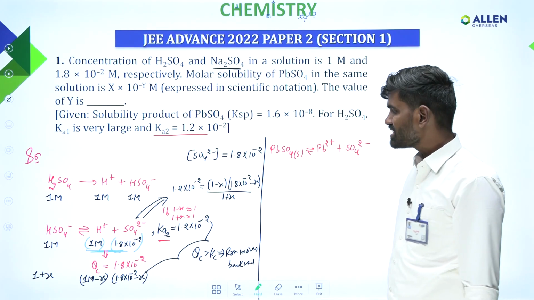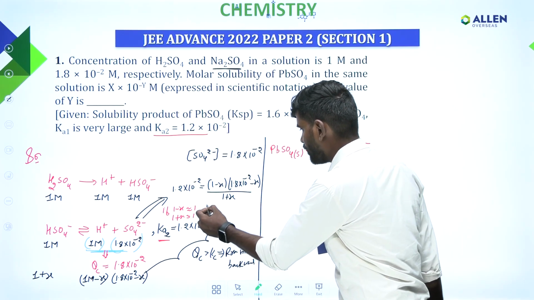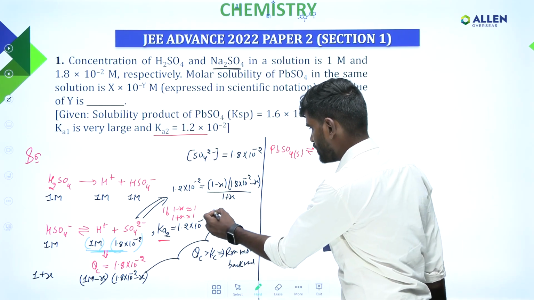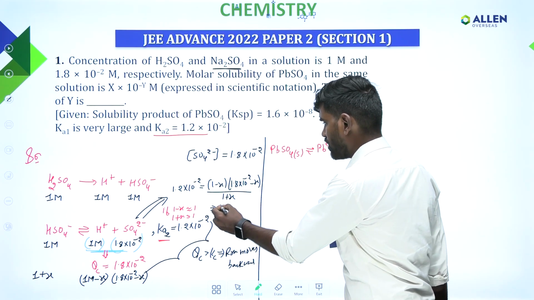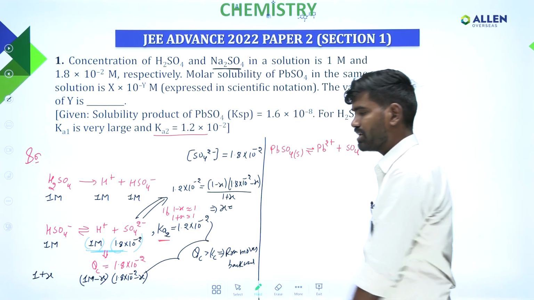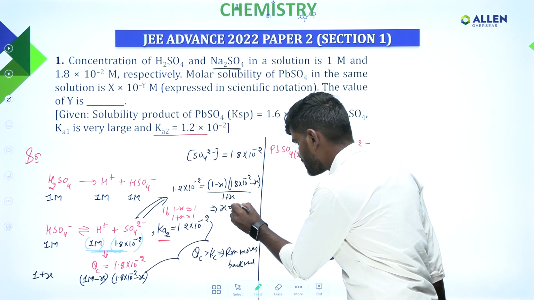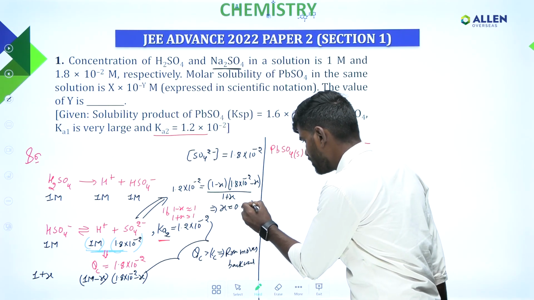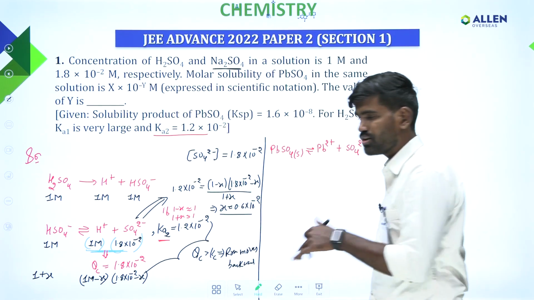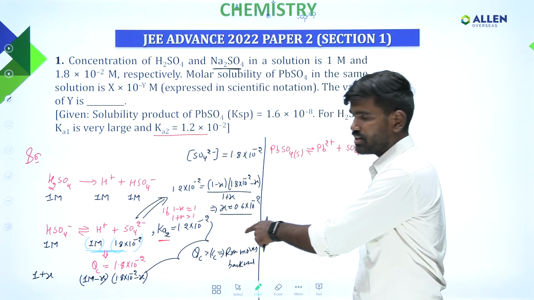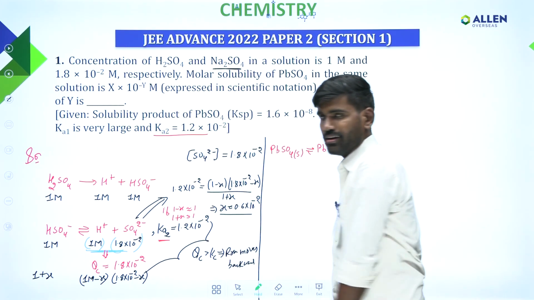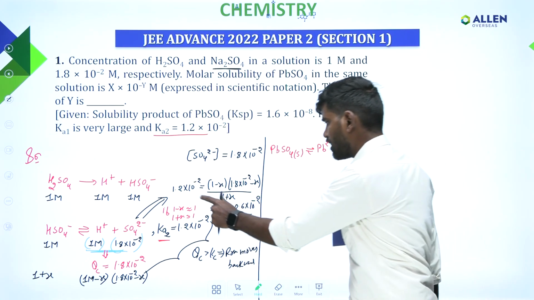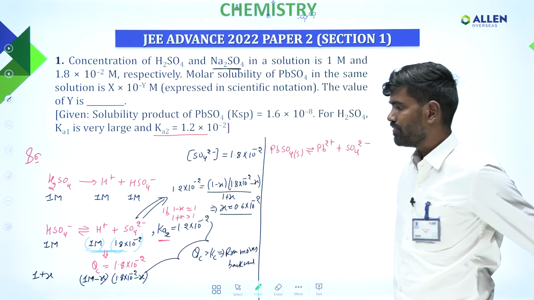If I'm using this approximation, then what value of x am I getting from this equation, guys? This will become 1 and x I will be getting as 1.8 minus 1.2, that is 0.6 into 10 to the power negative 2, and you can cross check it. 0.6 into 10 to the power negative 2 is obviously negligible with respect to 1. So yes, our approximation was also right and we have got the value of x.